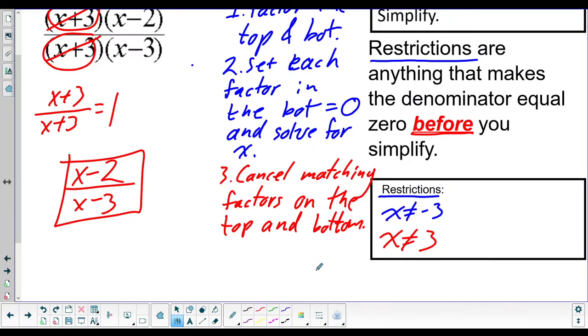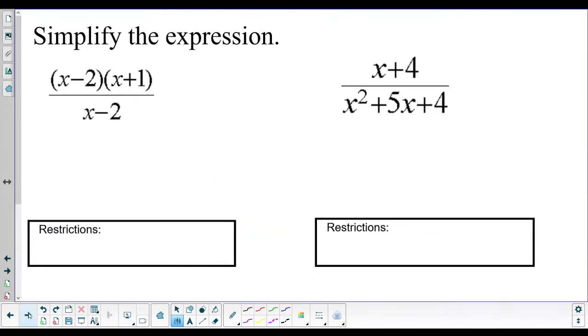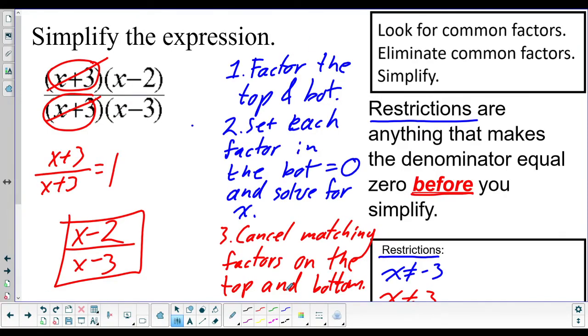Cool. All right. Sweet. So let's go ahead and do a couple more examples. So let's look at this one first, right here. And then we'll look at this one where we're going to have to factor. I'm not going to rewrite these steps because they take up a lot of room, but step 1 is factor. Step 2 is find the restrictions by setting the bottom equal to 0. And then step 3 is cancel.